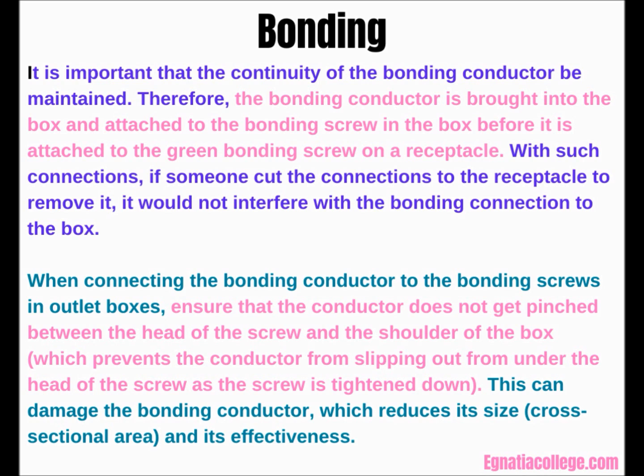When connecting the bonding conductor to the bonding screws in outlet boxes, ensure that the conductor does not get pinched between the head of the screw and the shoulder of the box, which prevents the conductor from slipping out from under the head of the screw as the screw is tightened down. This can damage the bonding conductor, which reduces its size, cross-sectional area, and its effectiveness.